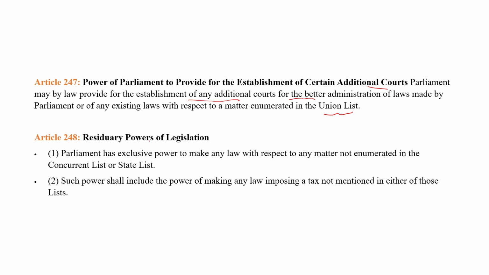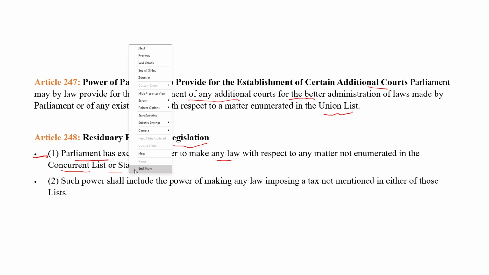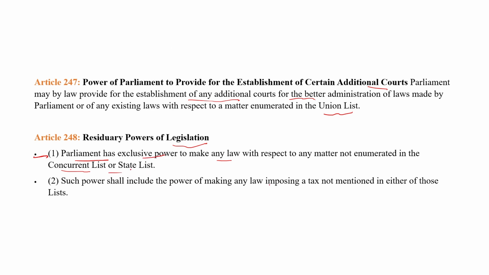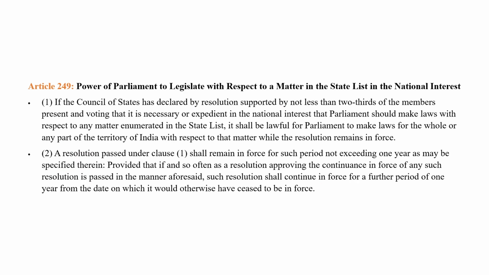Article 248 explains the residual power of the legislature. Clause 1 says that Parliament has exclusive power to make any law with respect to any matters which are not mentioned in, or not enumerated in, the concurrent or state list. Such power shall include the power of making any law imposing a tax not mentioned in either of those lists.